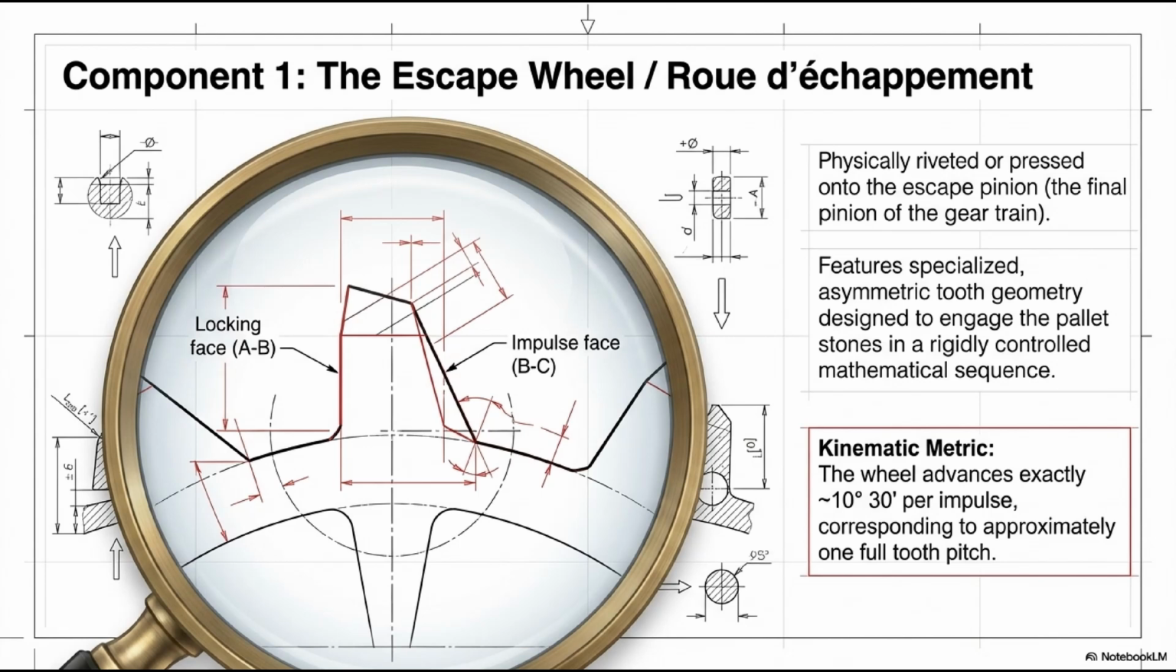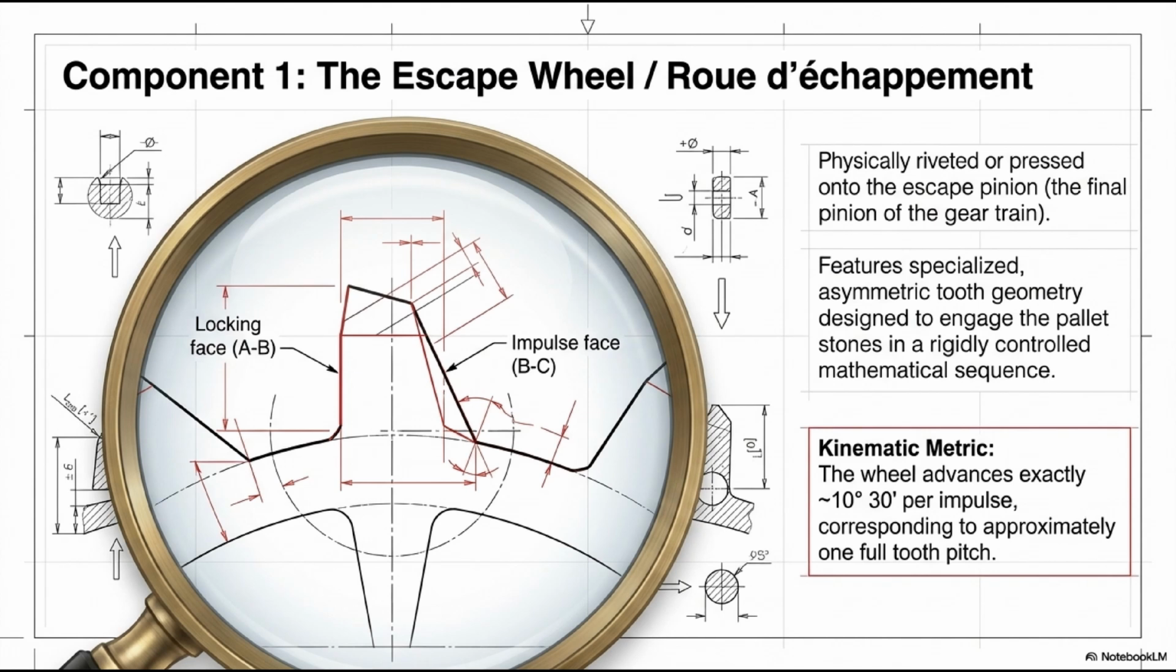Let's examine this component in full technical detail. The escape wheel is the last toothed wheel in the gear train, and it is riveted or pressed directly onto the escape pinion, the smallest and fastest spinning pinion in the movement. This direct mounting means the escape wheel rotates at the highest angular velocity of any wheel in the gear train, and its teeth must withstand repeated impact, sliding friction, and arrest forces at this elevated speed.